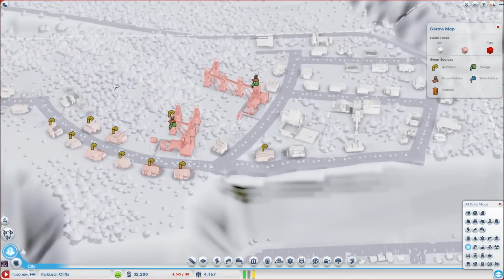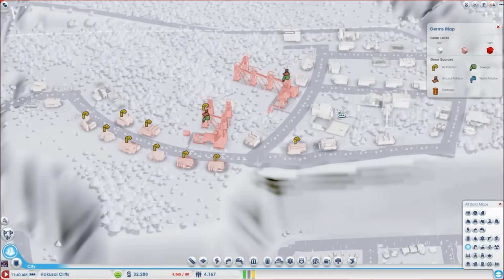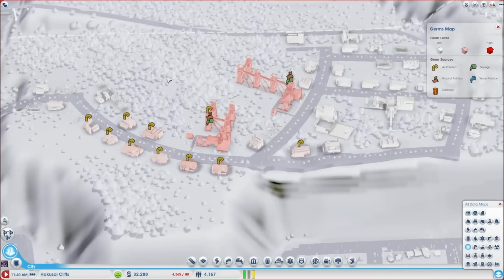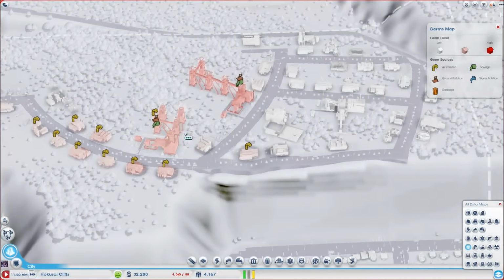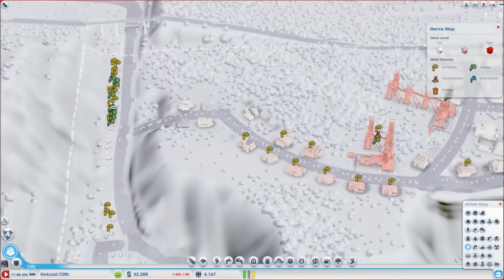This map is your germ map. It lets you know where and what kind of issues you're having in relation to germs, which later translate into health problems. I had a little bit of sewage issue prior to recording this. That's why you can see there's been some sewage overflow in the mines and a few of these houses.